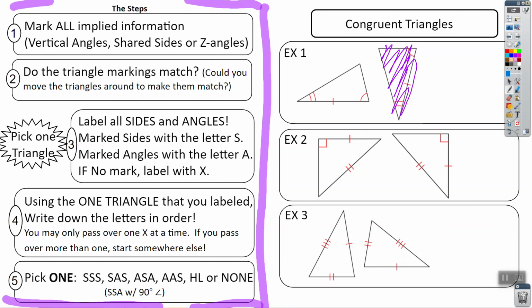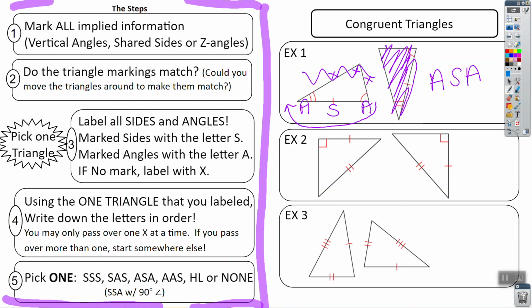Now don't forget, we took care of implied information up at the top. So those little arrow marks that could be on parallel lines, those don't get marked. So right here, I see that I have an angle that's marked. This one is a side, and this one is an angle. Over here, I have a bunch of X's. Now because triangles have 3 angles and 3 sides, I expect to have 6 total letters there. Going around the perimeter of the triangle, I cannot go over 3 X's. So that leaves this to be angle, side, angle.